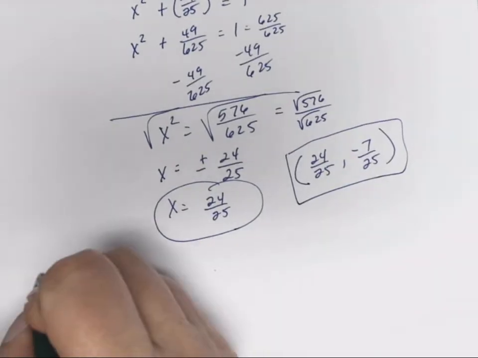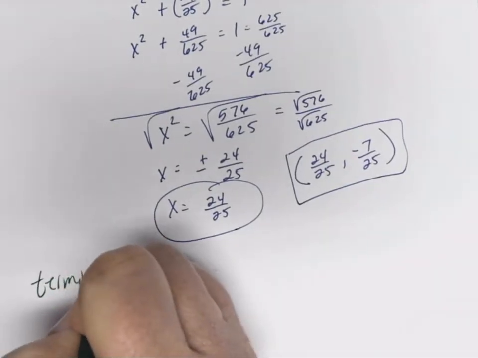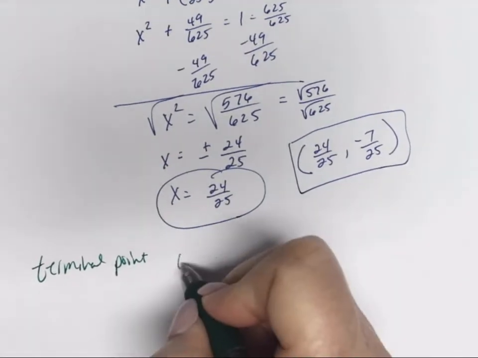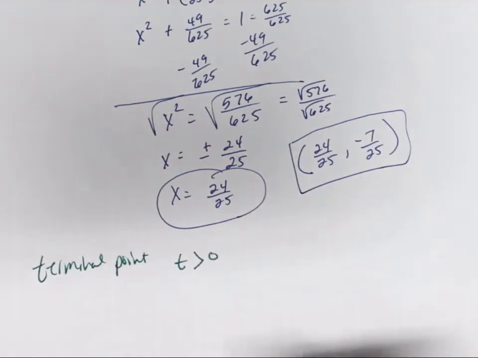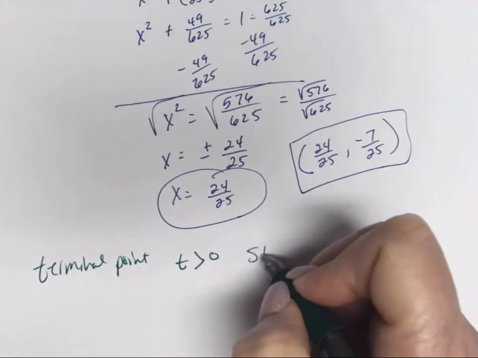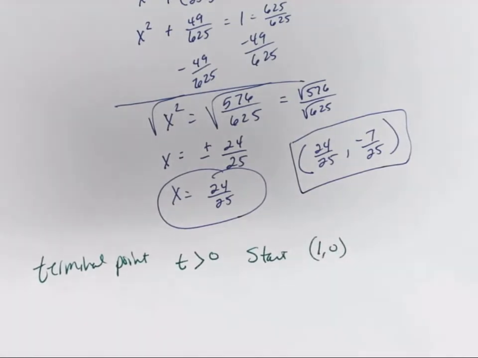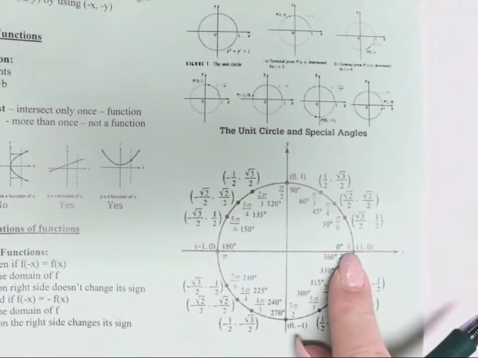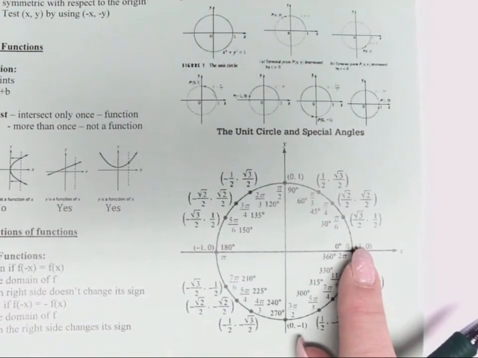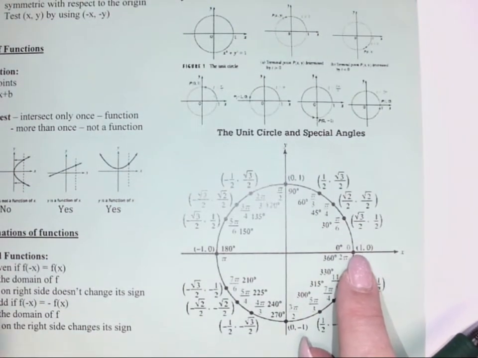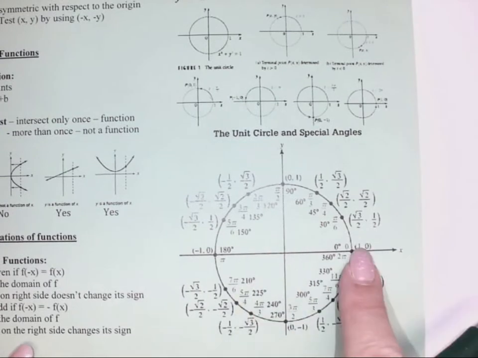So for the terminal point, if we're looking that t is greater than 0, which means it's positive, we are always going to start at 1, 0. That's just how it's always going to start, at the terminal point. You can look at our picture here of our unit circle. It always starts here at 1, 0, at the x-axis at that unit circle.